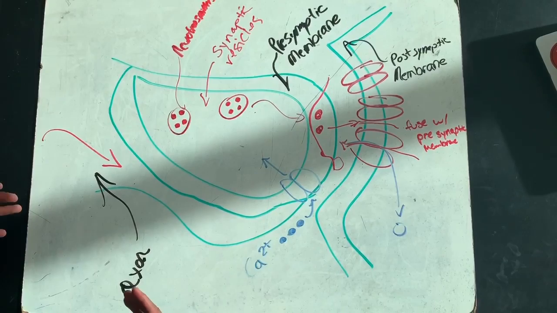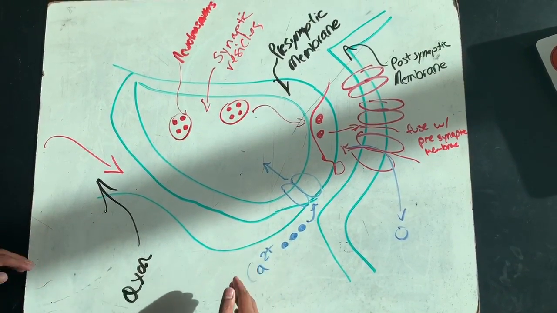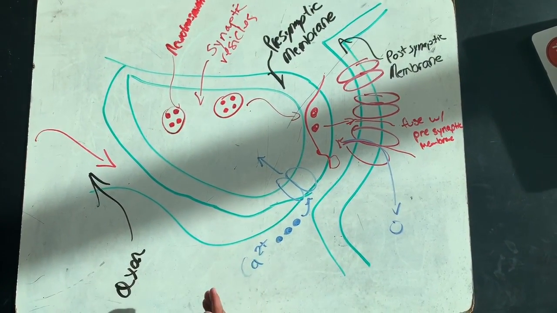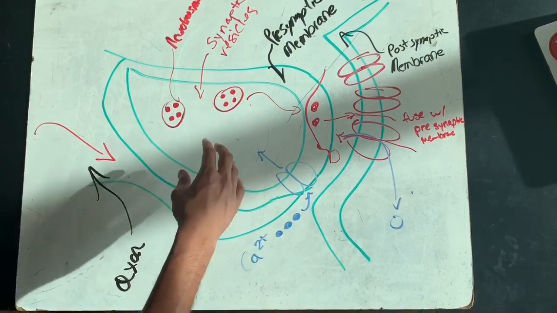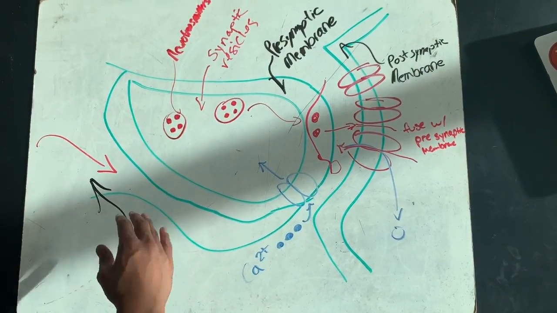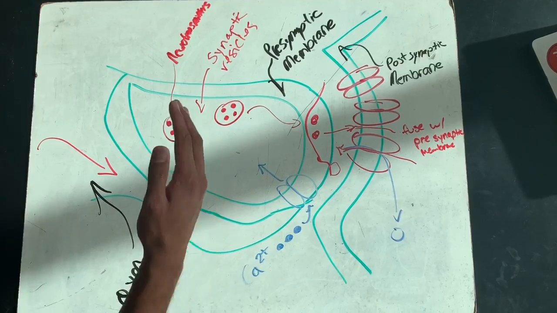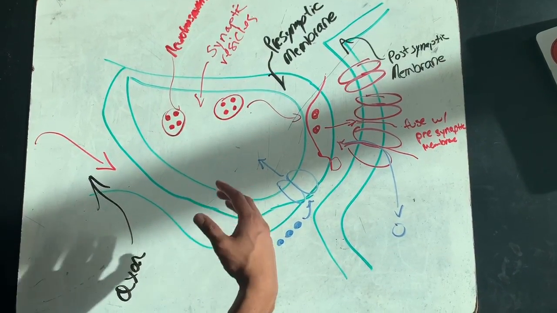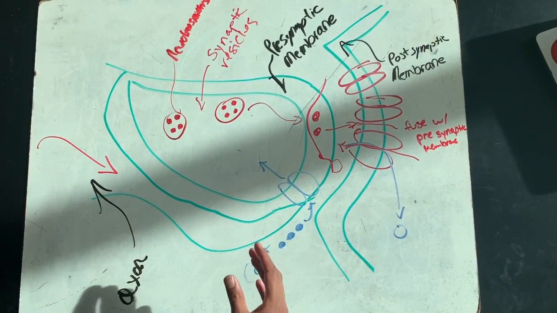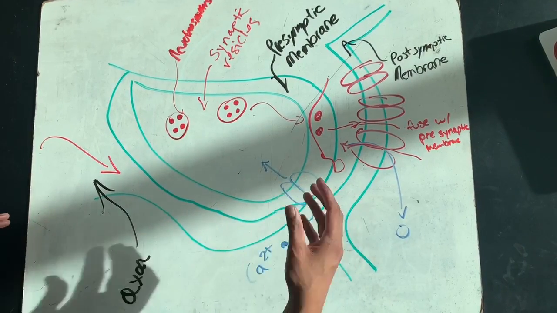Okay, so when the electrical charge reaches the end of the axon tail, the calcium ion channel will open up, and that leads into the synaptic vesicles that hold the neurotransmitters. After that, the synaptic vesicles with the neurotransmitters are going to fuse with the presynaptic membrane, which allows the neurotransmitters to flow out and go into the next nerve.